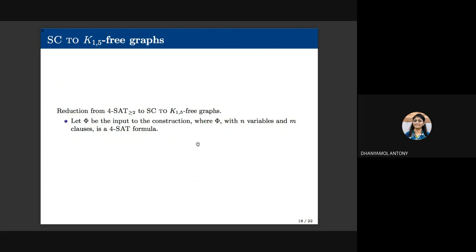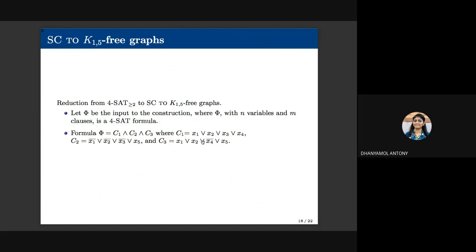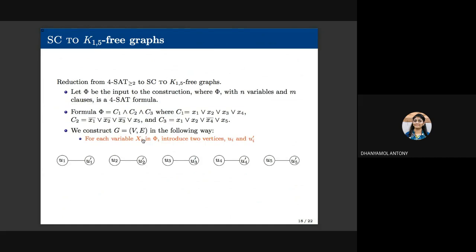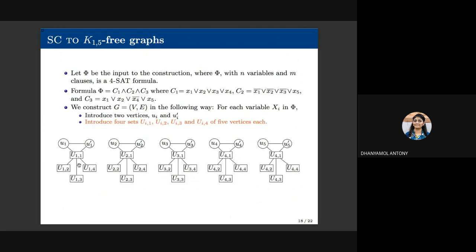Here, a 4SAT formula phi with n variables and m clauses is the input to the construction. For example, consider this formula, and a new graph G is constructed as follows. For each variable xi in phi, introduce 2 vertices ui and ui prime corresponding to the positive and negative literals, and both are adjacent to each other as shown here. Now introduce 4 sets of vertices ui1, ui2, ui3 and ui4 of 5 vertices each, each of which forms a K5.